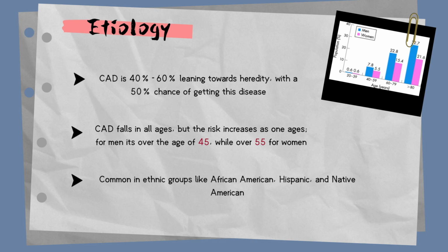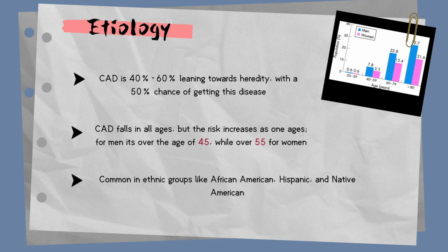According to PubMed Central's website, CAD is 40% to 60% leaning towards heredity. If any of your relatives had CAD, you tend to have a 50% chance of getting this disease. CAD falls in all age groups, but the risk increases as one ages. Patients over the age of 60 are more likely to get it. This could vary in gender.